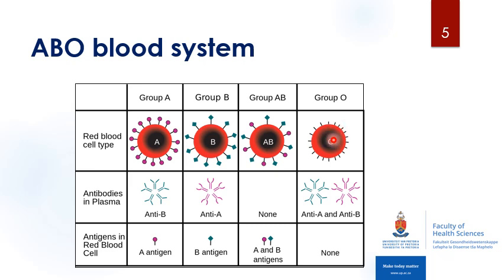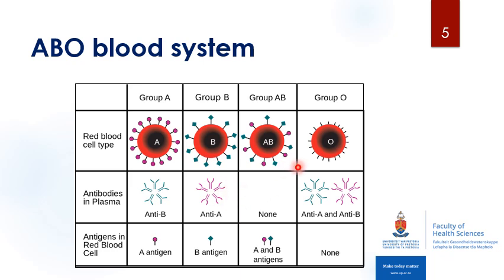Besides the antigens on your red blood cell, you also have antibodies in your plasma. Now you can't have the same antibody in your plasma as the antigen that's on the surface of your red blood cell. So if you're blood group A and you have the A antigen on your red blood cell, then you have anti-B antibodies in your plasma. If you're blood group B, then you have the B antigen on your red blood cell, and you have anti-A antibodies in your plasma.